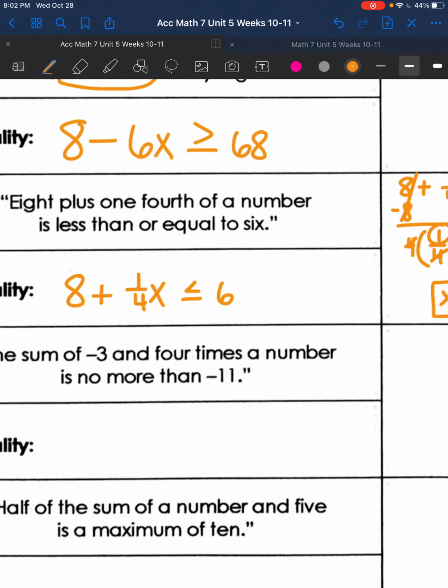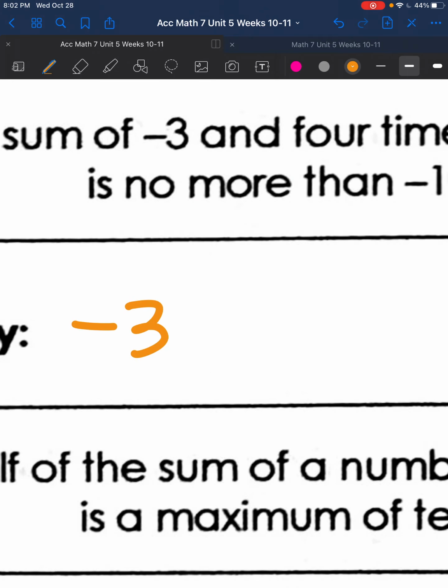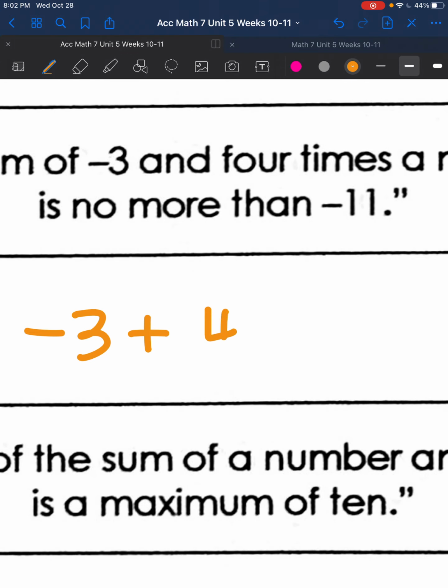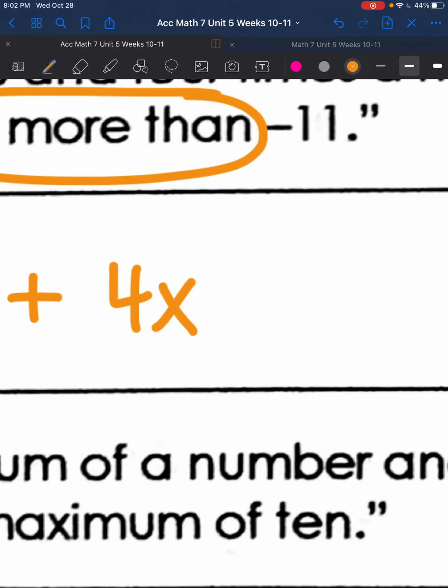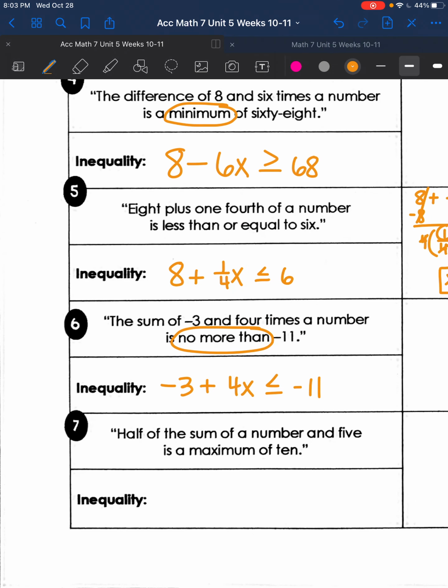Okay, number 6. The sum of negative 3 and 4 times a number is no more than negative 11. Okay, so the sum means I want to add. So we take negative 3 and we're adding 4 times a number. Well, that just means 4x. No more than means that I want to use less than or equal to negative 11. So negative 3 plus 4x is less than or equal to negative 11.